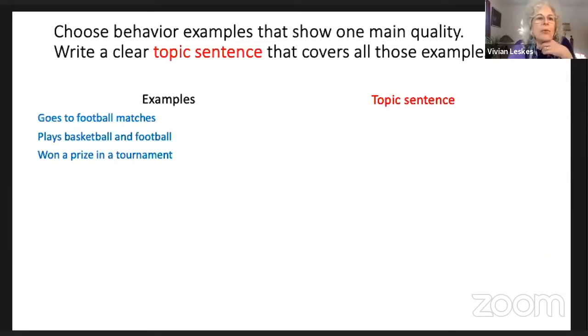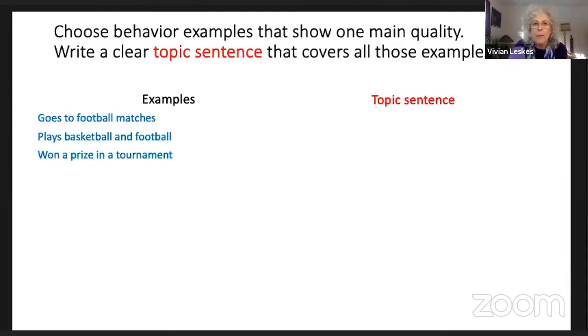Okay, so this slide shows different examples of behavior that would show the one main quality. So for example, if this person goes to football matches, plays basketball and football, and won a prize in a tournament, the topic sentence that we would write, and I'm going to be talking about topic sentences all the time, and they're always in red. So this is a color-coded presentation. I'm going to ask for a clear topic sentence that covers all those examples.